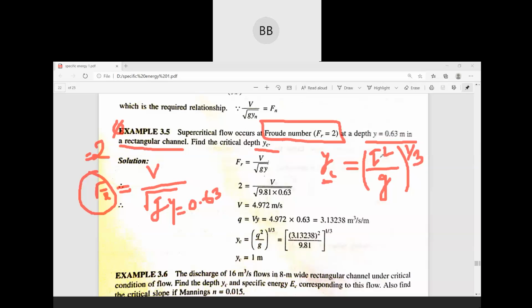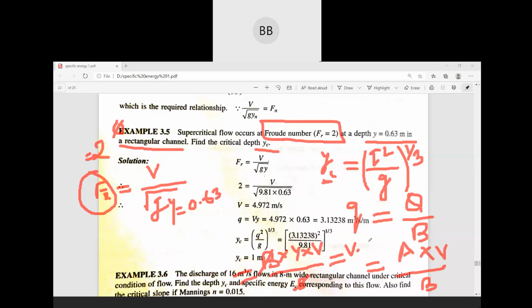So here in yc we have small q. Small q is nothing but discharge divided by width of the channel. Again, the discharge is not known to us. So in place of discharge, we are going to write area into velocity. Or in place of area, we can write width times y, so it will be v multiplied by y, small q.